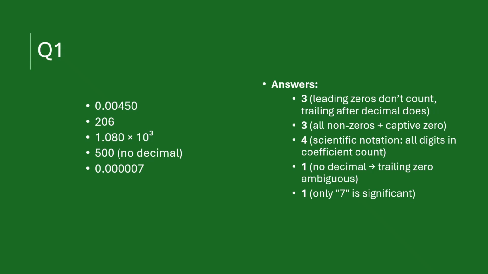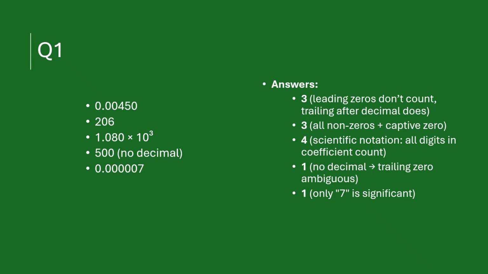For item number 2, we have 206. Take note that the 0 is in between the two non-zeros. So we have three significant figures, meaning all non-zero digits plus the captive zero. The captive zero is the zero at the center, in between the 2 and the 6.